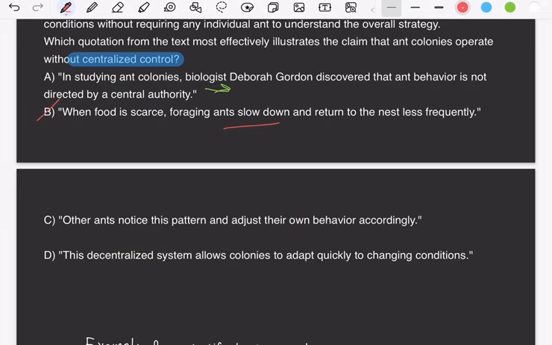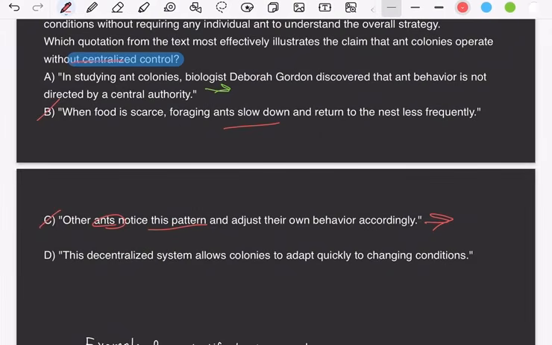And the next one is other ants notice this pattern and adjust their behavior accordingly. Now, ants adjusting their behavior, this is again not a direct proof, although this might hint that they do not require a centralized control system, yet they are noticing each other's pattern, right? And this doesn't say if they are only noticing each other's pattern. There might be some other way of communicating this, okay? This is not clearly and directly stating what we want.